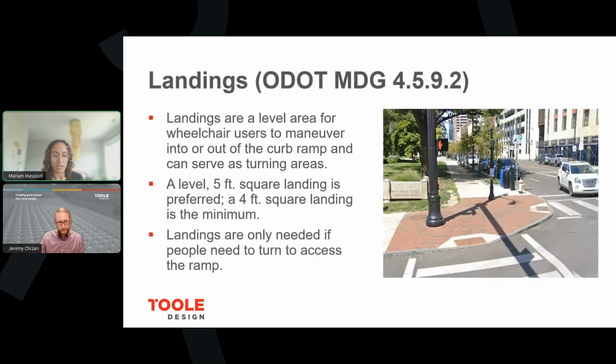Next is the landings. So the landing is a level area for people in a wheelchair to turn before they access the ramp. 4 foot square is the minimum, but 5 feet square is preferred. And landings are only needed if someone has to turn to get to the ramp. So in this photo, if someone were walking along the sidewalk from the back of the photo towards the foreground, they'd have to turn to their left, or towards the right of the photo, to access that crosswalk. So a landing is required at that curb ramp because someone has to turn to access it.